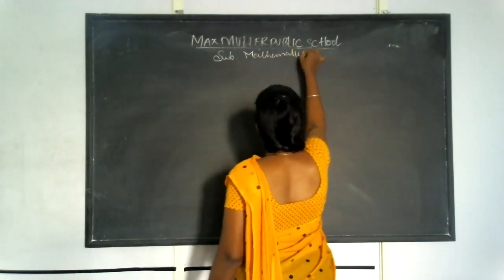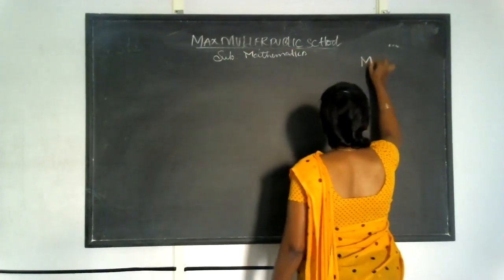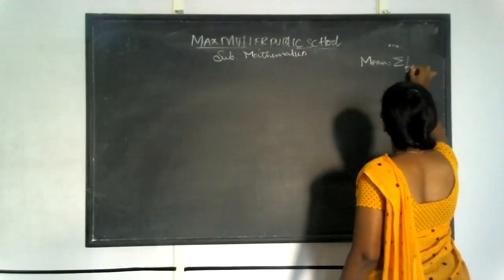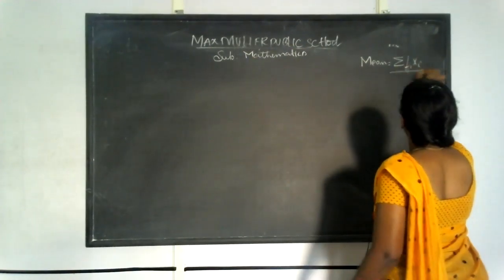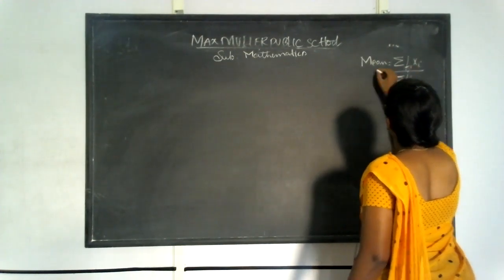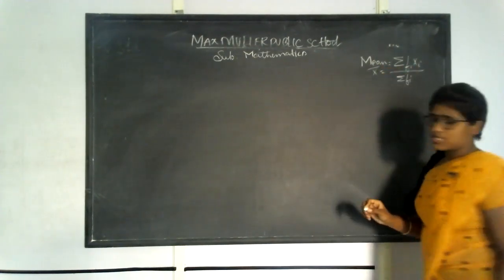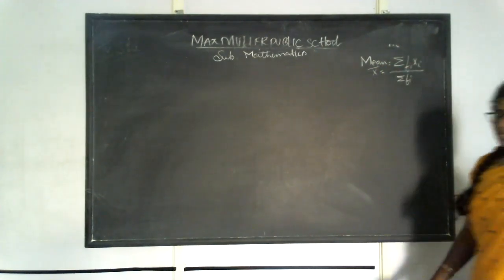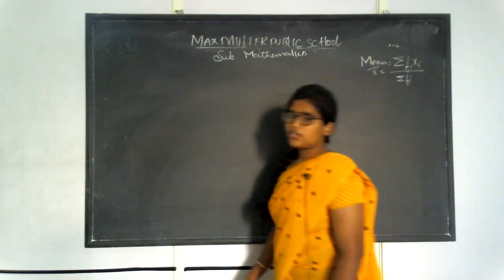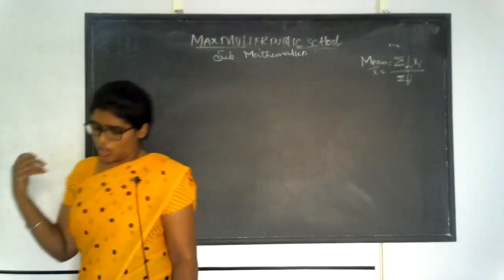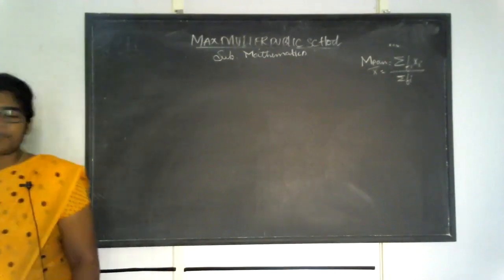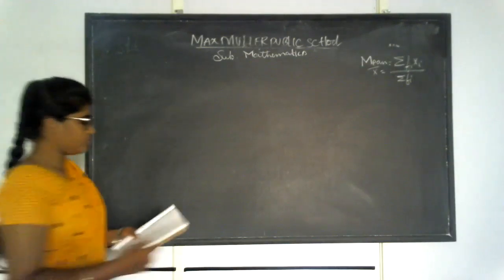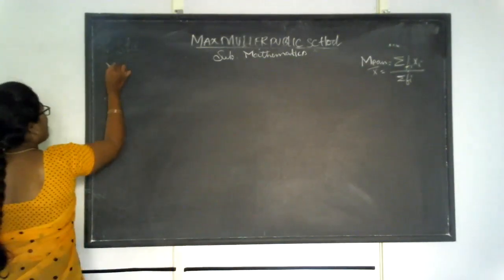What is the formula of mean? The mean with the direct method is sigma fi xi divided by sigma fi. Correct? X dash is equal to sigma fi xi divided by sigma fi is the mean formula. If they ask you to find the mean, you are going to use that formula. And next, what we are learning today is the mode.